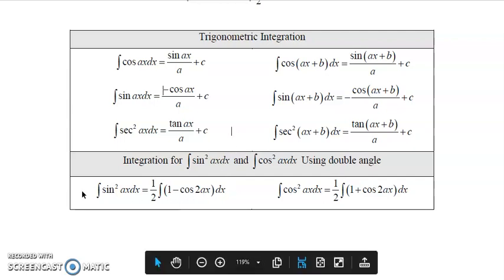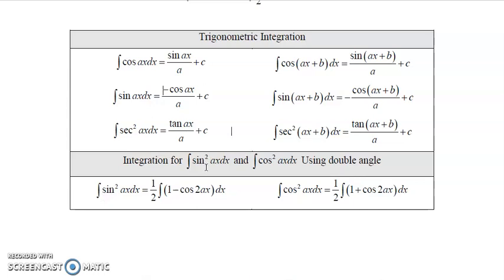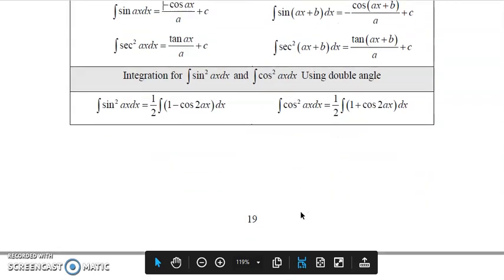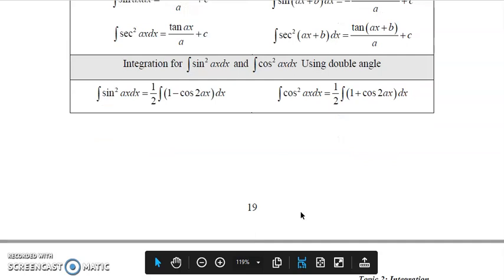And this part, at the second row here, is if you want to integrate sin squared x with respect to x or cos squared x with respect to x. The formula is already given, so you can just use it directly here. Got it from here, okay? Saya dah tunjuk macam mana nak derive tadi.